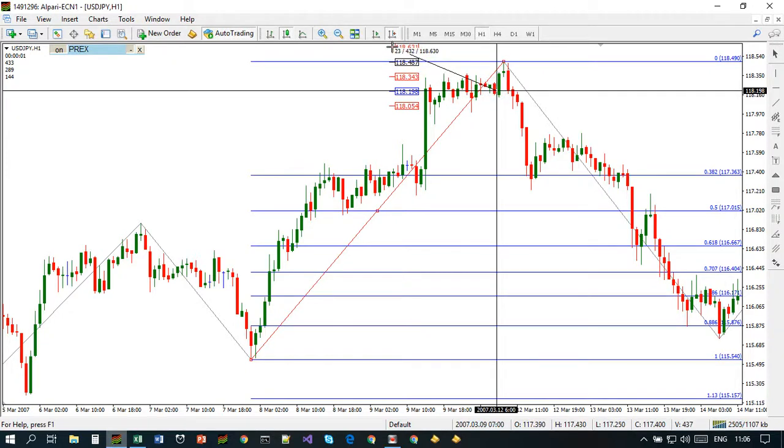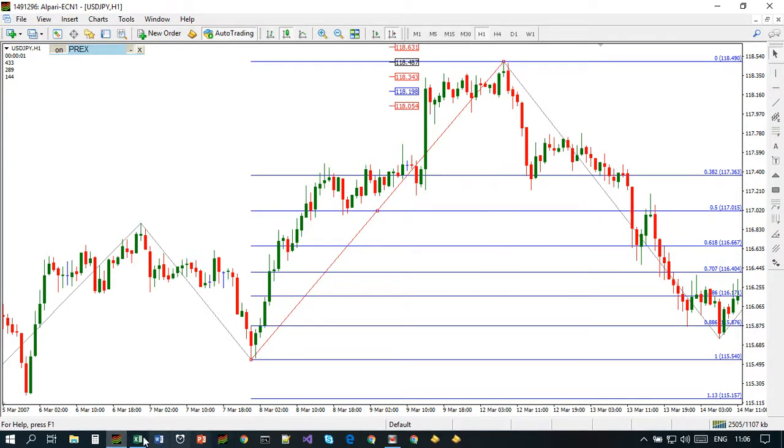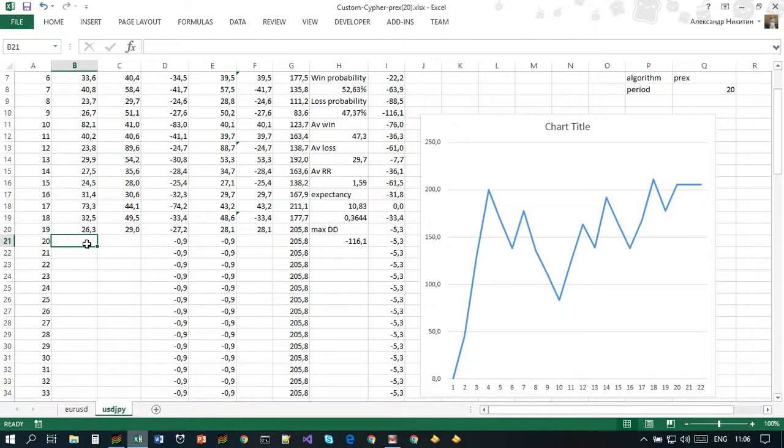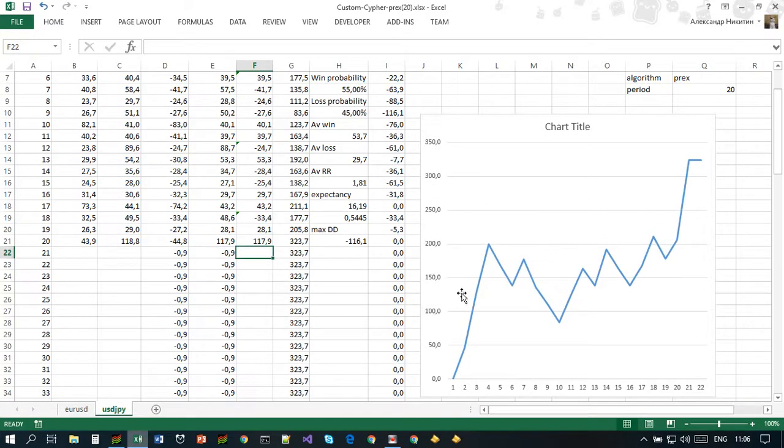What is the stop loss? 43.9, and take profit 118.8. Wonderful. 43.9, 118.8, and no more take profit that recovers all our drawdowns. Boom. You see what the equity curve turns into? So these drawdowns become so insignificant, so small if compared to the profit that is made.